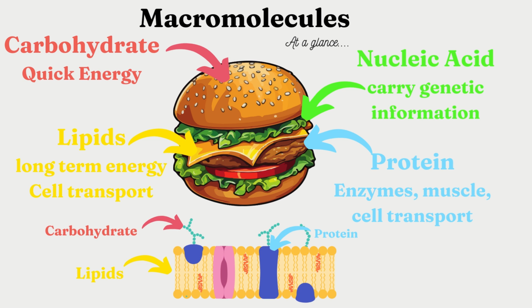And here's a fun way to remember our macromolecules. So if you think of a hamburger or a cheeseburger, our carbohydrate will be that quick energy. That would be the bun of your hamburger. Your nucleic acid is what carries your genetic information, so anything that is alive, so that could be your tomato, your lettuce, your actual hamburger, that is your nucleic acid. Your lipids are your long-term energy or in your cell transport. So that would be your cheese. And then your protein is your enzymes. So it would be enzymes, muscle, and cell transport, and that is your meat on your cheeseburger.